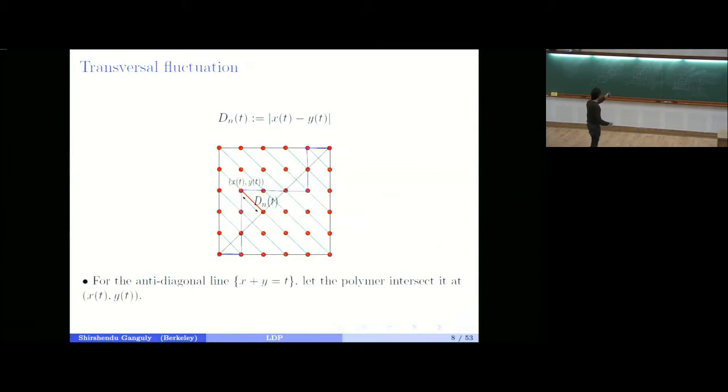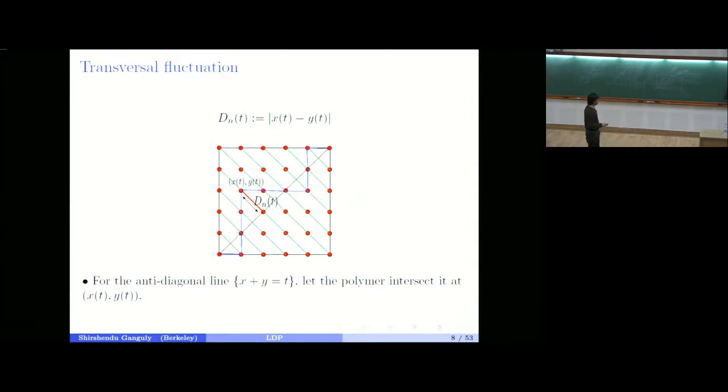So this is basically what I described here. What precisely is the transversal fluctuation? Here is an oriented path which goes from 0 to n, and this is the straight line, the diagonal. Because of the oriented nature of the path, it will intersect every anti-diagonal line exactly once, just by definition. These anti-diagonal lines are given by the equations x plus y equal to t for some t. Let's look at one such line.